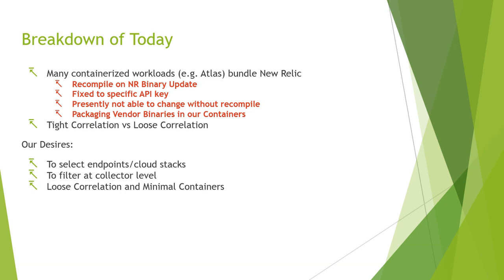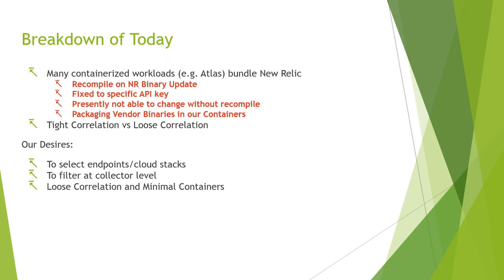Whatever CVEs New Relic has, we have to report them as part of our application too. So our desire is to select our endpoints. Maybe in my lowest environment, I don't go to New Relic. I also want to be able to filter at the collector level. We're going to see an example of filtering at the OpenTelemetry collector, but that means I don't have to use something like the drop data feature in New Relic to try to limit my data consumption. I can do it at the collector level, at a much lower level, before it ever leaves my clusters.